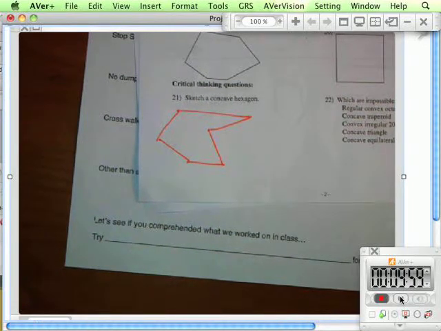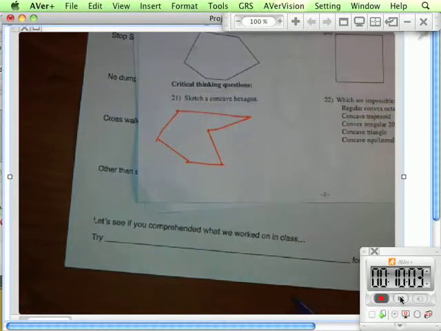All right? That really doesn't matter. Okay, so your practice, which you have almost a half an hour, which is plenty of time.